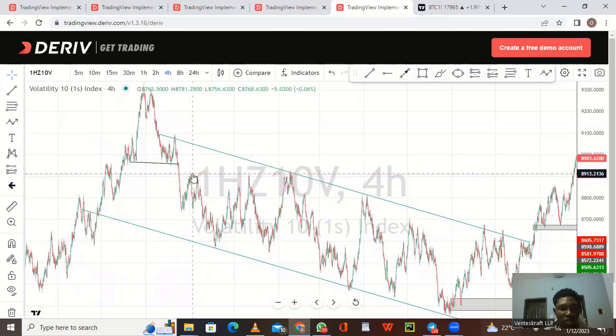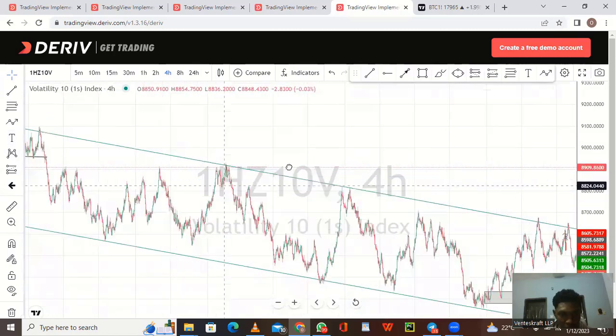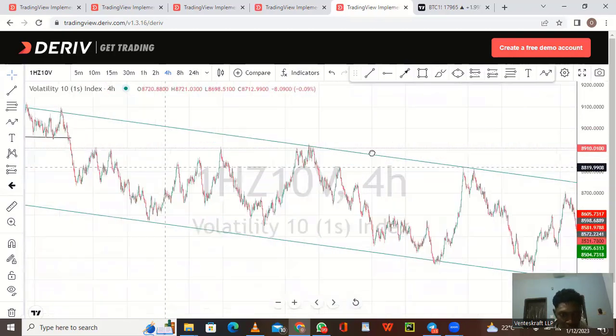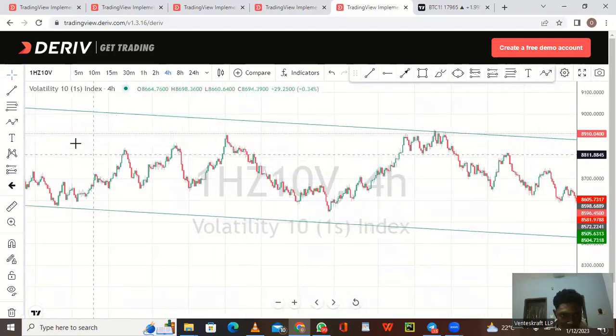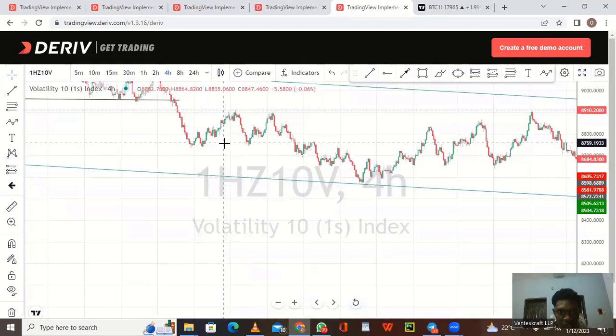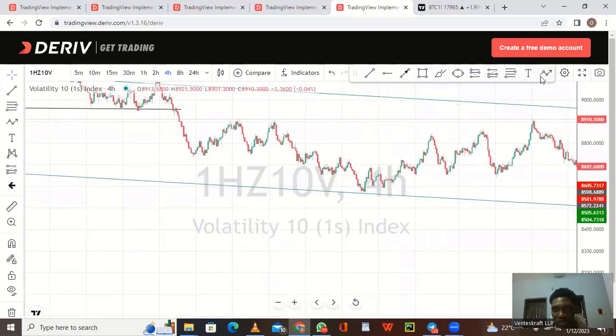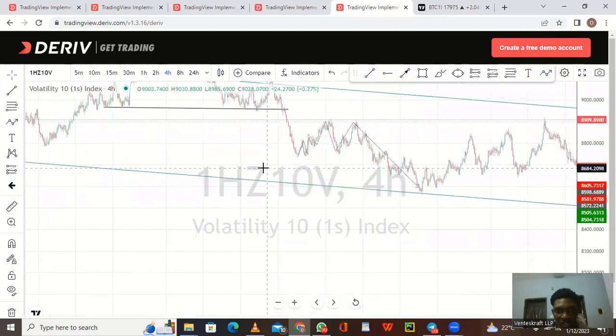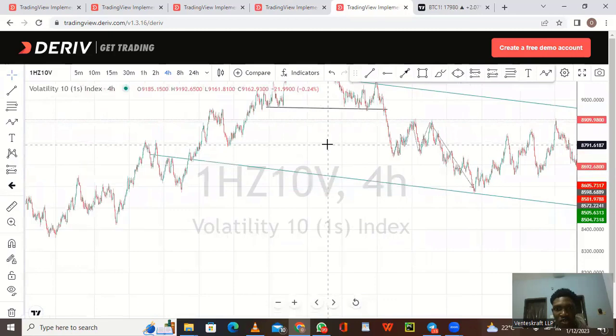It pulled back to create a new lower high. And if I zoom out for you to see, this is what I mean by the internal structure. These are just the pullbacks we are seeing. You can see the market doing something like this before it eventually crashed all the way down. So these are just internal structure.